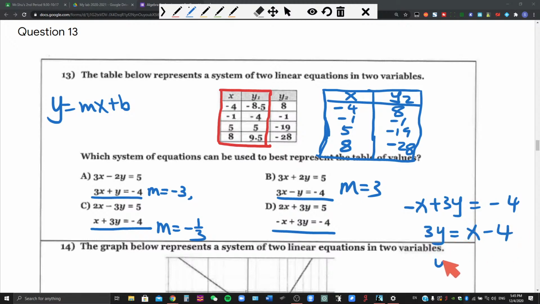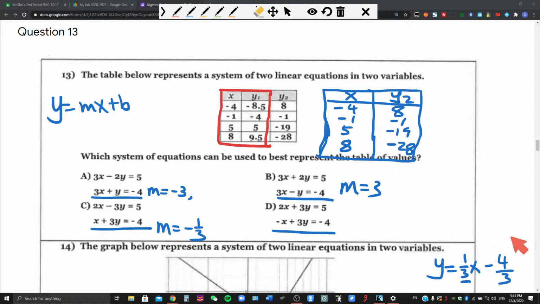Divide by 3, then we have y equals 3 divided by 3, just 1y, equals x divided by 3, so 1/3 x, and negative 4 divided by 3. Okay, we do the divide by 3 because we need just 1y. And the m is 1/3, the number in front of x. So D is saying the blue slope is 1/3.